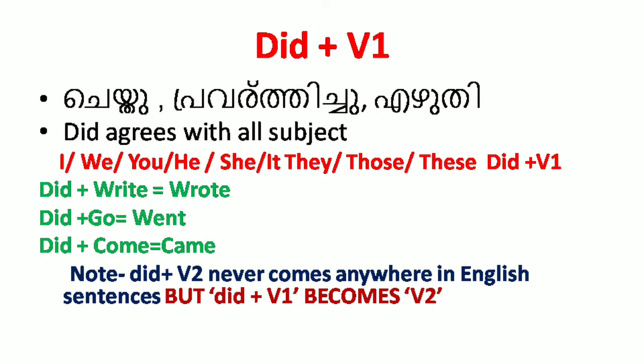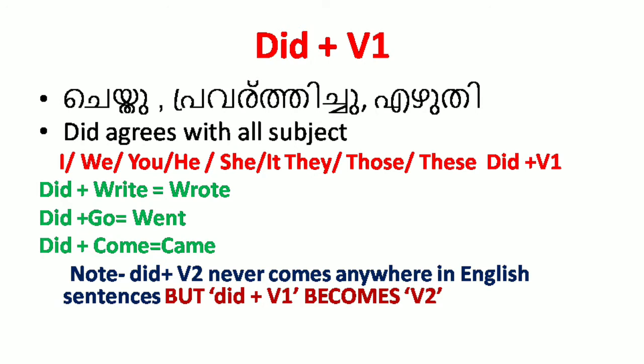And did agrees with all of the subjects, whether singular or plural: I, we, you, he, she, it, they, those, these. Then did plus V1, that is the V2 form, is used along with these subjects. Did plus write becomes wrote. Did plus go becomes went. Did plus come becomes came.